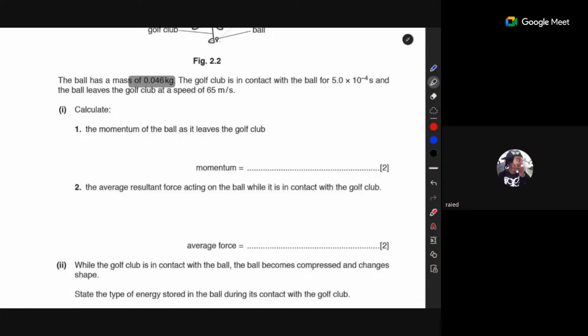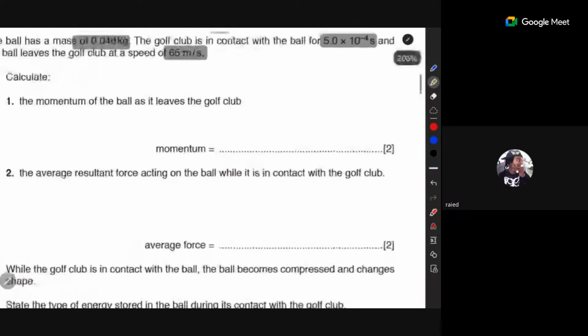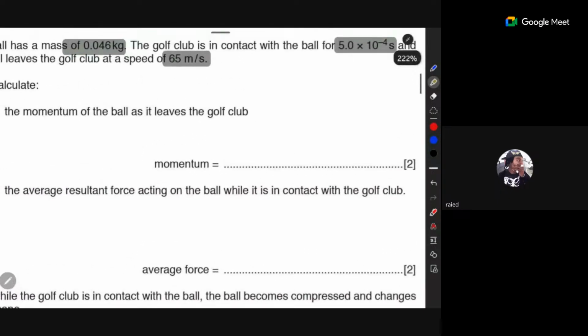Okay. The golf club is in contact with the ball for 5.0 × 10^-4 seconds, and the ball leaves the golf club at a speed of 65 meters per second. These are the 3 points which are given to you. Now, for these 3 points, calculate. What to calculate? We have to calculate the momentum of the ball as it leaves the racket.